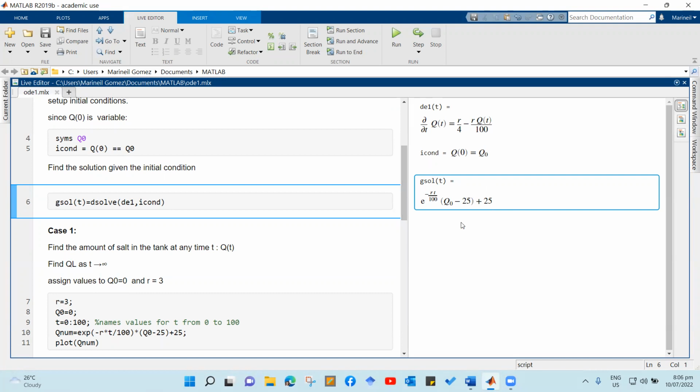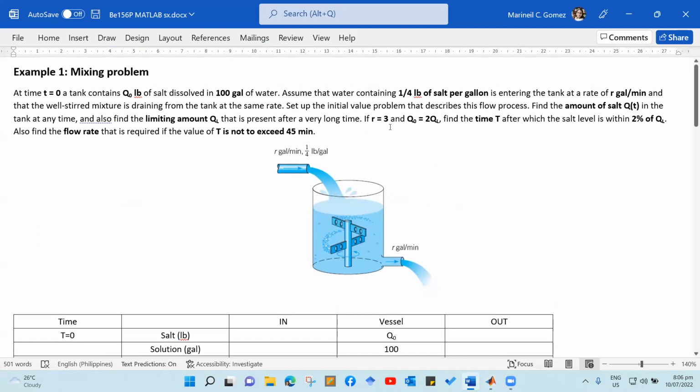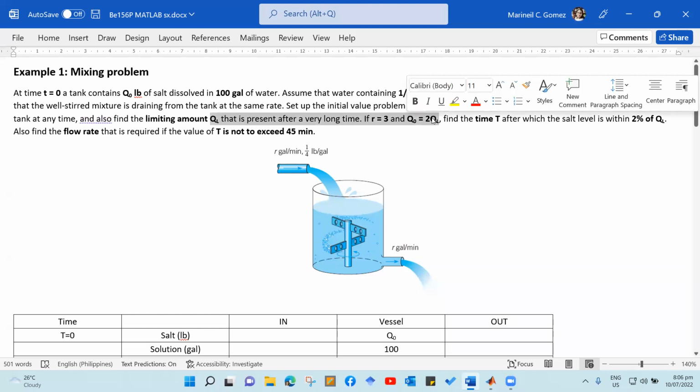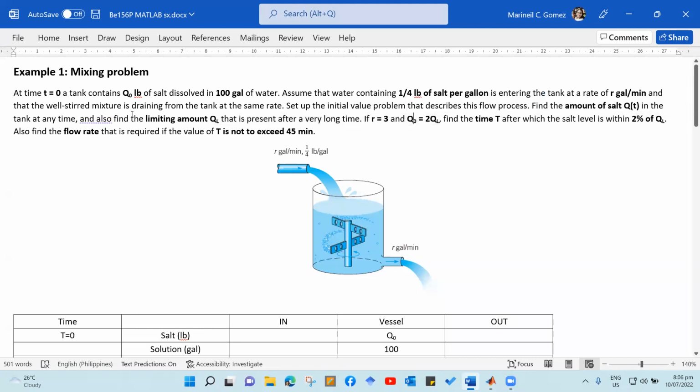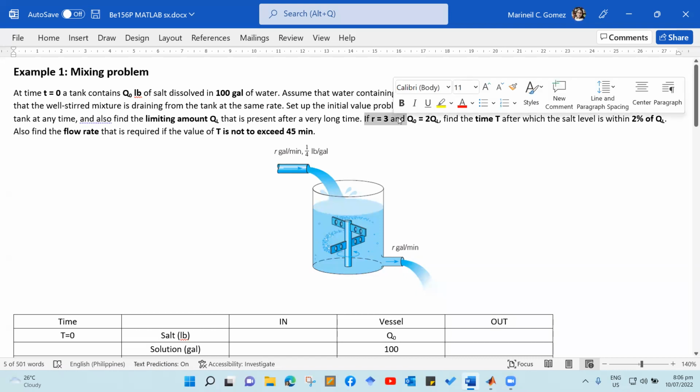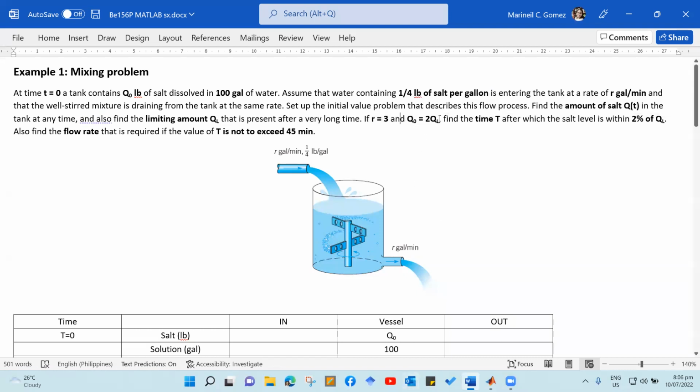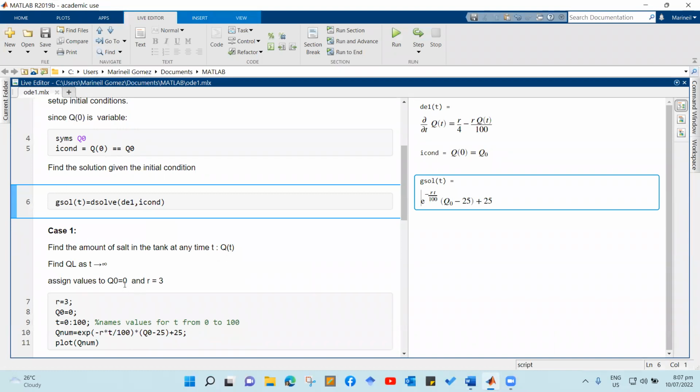Now, what if our t approaches infinity? After a very long time, what happens to our Q? Because we have an r and a Q_0 symbol or a function, in order to solve this one at infinite time, we assume the equation tells us to find the limiting amount provided that r is 3 and Q_0 is 2, the consistent or the stable value of the salt concentration. So we have Q sub 0.